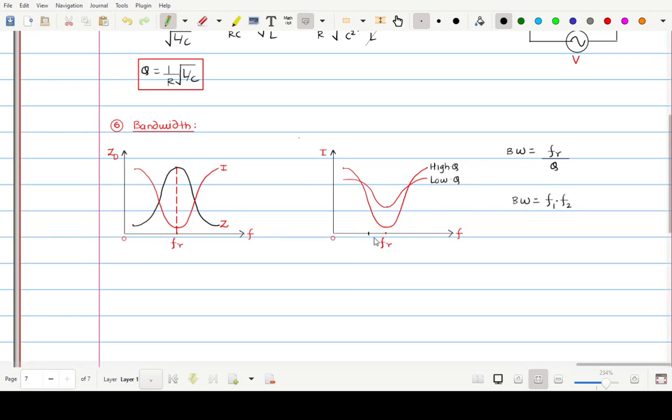These F1 and F2 are indicated like this. F1 is the lower cutoff frequency, F2 is the higher cutoff frequency. In this way you can correlate current, quality factor and bandwidth of the circuit. The difference between this F1 and F2 is nothing but your bandwidth. So if you go on increasing the bandwidth, your quality factor will reduce.